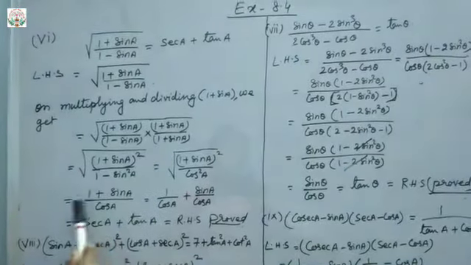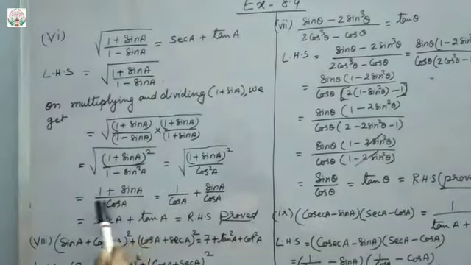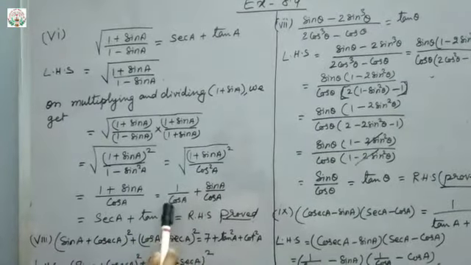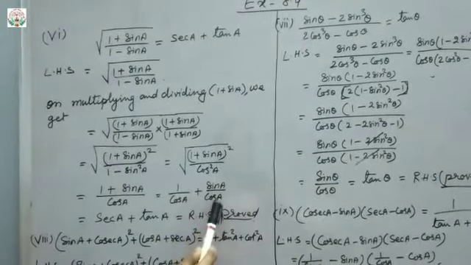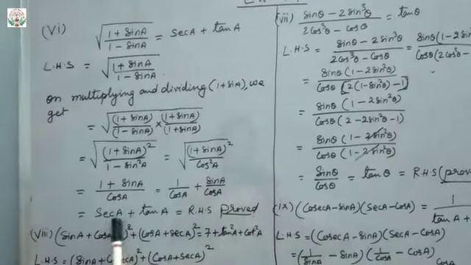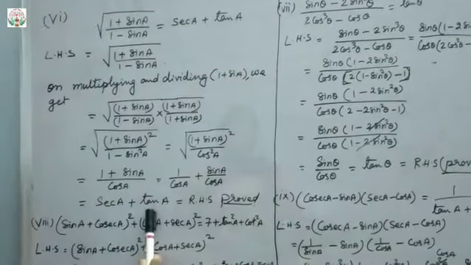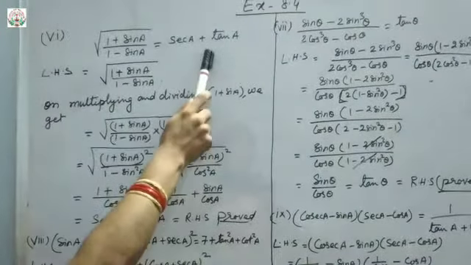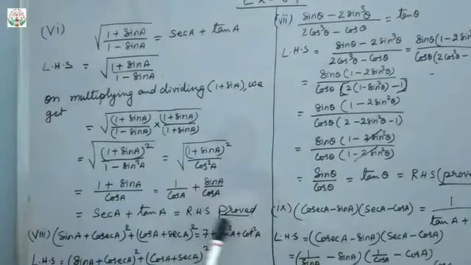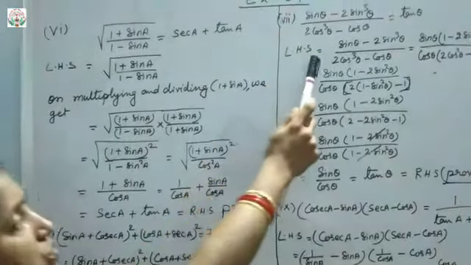So out of the square root what will come? 1 plus sin A upon cos A. Now separate it. That is 1 upon cos A plus sin A upon cos A. So 1 upon cos A is sec A, plus sin A upon cos A will be tan A, which is the RHS. So LHS equals RHS, proved. Clear?